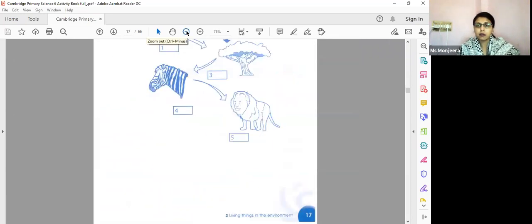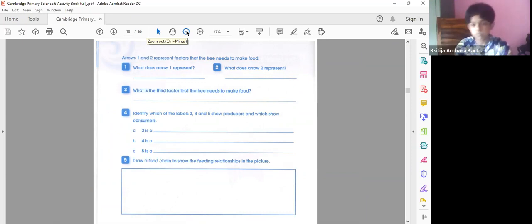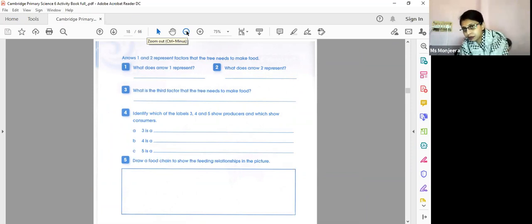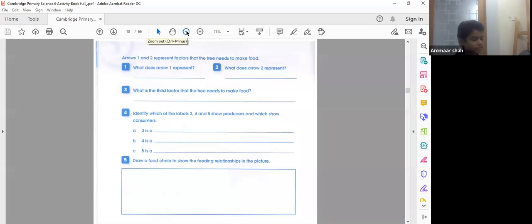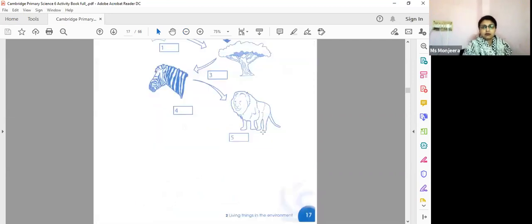I've seen Amar's. Kshitija, tell me the answer for question number 3, whatever you have written. Ma'am, I wrote water. What is the third factor that the tree needs to make food? Amar, what have you written? Carbon dioxide.